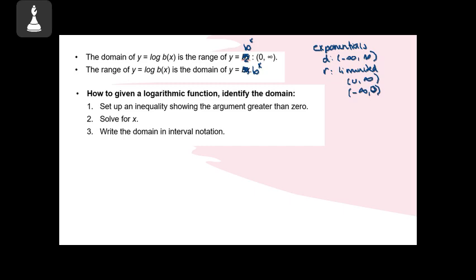So what's going to happen here in the logs is now the range is going to be negative infinity to infinity, and our domain is the one that is limited. And that's going to be based on what's in here. So if there are other pieces inside of there, we can set up an inequality showing that that piece is greater than 0 and solve for x, and that's going to give us our domain.